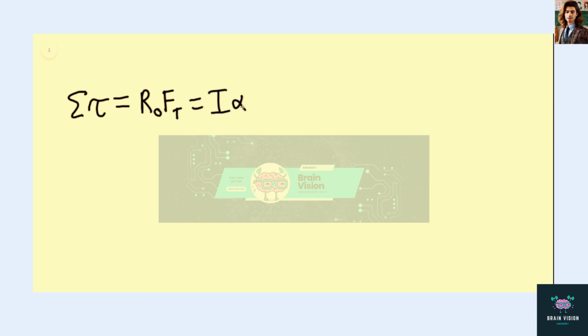So we can set this up and say that sigma tau equals the radius times the force tension, and this would equal the moment of inertia multiplied by the angular acceleration. So we find that the angular acceleration would simply equal the radius times the force tension, which is again varying with time, divided by the moment of inertia.